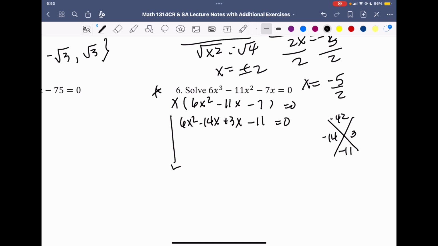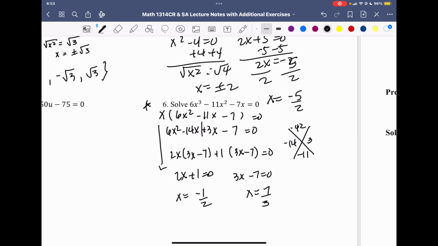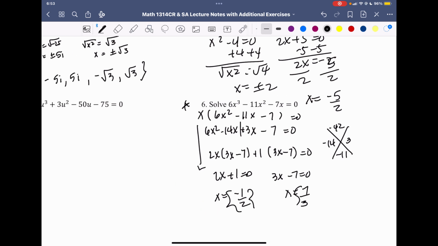So then you get 2x and then 3x minus 7. You're going to add 1 for the next GCF because 3 and 7 are prime. So it's 3x minus 7, and then 2x plus 1 equals 0. 3x minus 7 equals 0. x equals negative 1/2. x equals 7 over 3. And those are your solutions. But you've got to present them in the same set. So negative 1/2 and then 7/3.